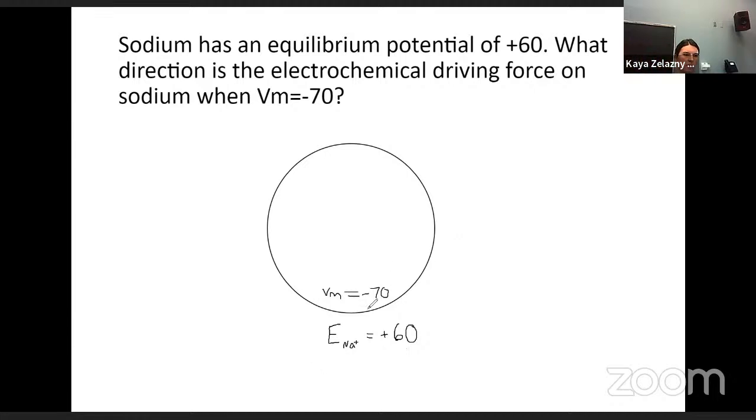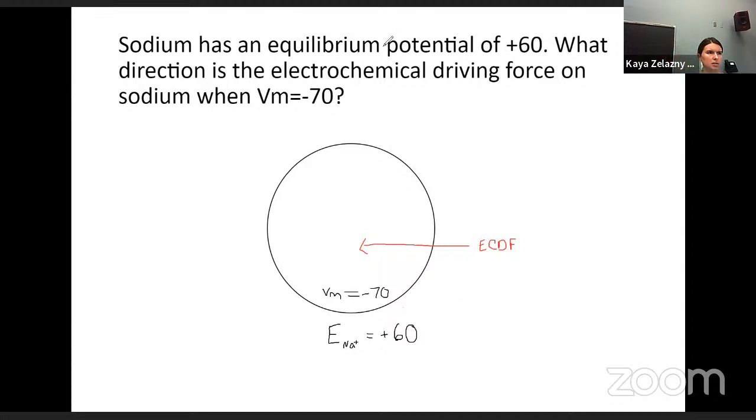We have to make that way more positive. We have to go up 70 and then we have to go up another 60 more. Okay. So our total force, our ECDF, we can figure out looking just at those two numbers, just at the membrane potential and that equilibrium potential for sodium. We actually don't have to add anything together to figure out that total force if we're given both of these. However, if we want to know those other forces, we can start to try to back solve, right?